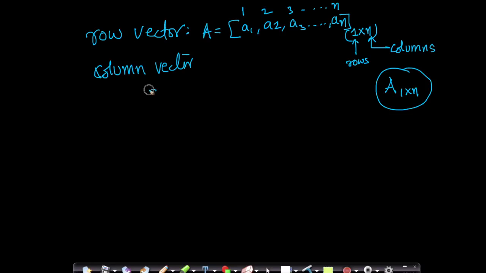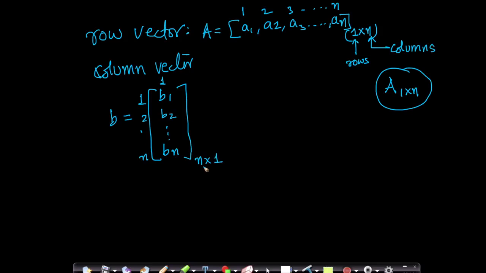Similarly, for a column vector, suppose I have a vector B, and if I have components B1, B2, and so on, so forth, Bn, right? Now it has n rows, first row, second row, and so on, so forth, n rows, but it has only one column. So I'll represent this as n cross 1. Here n represents the number of rows again, and 1 represents the number of columns.